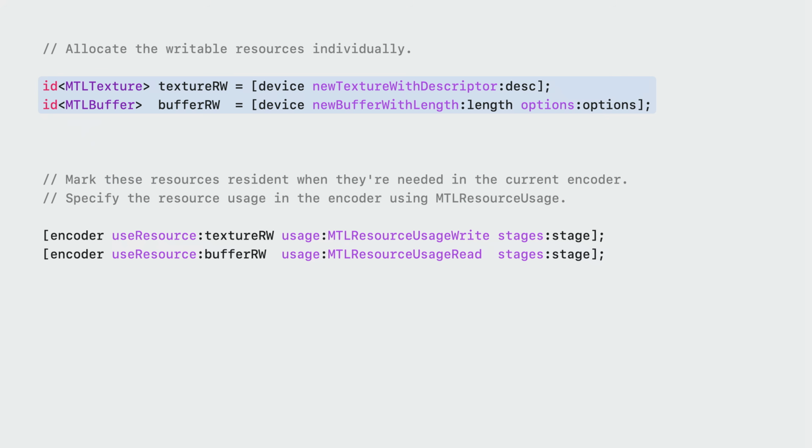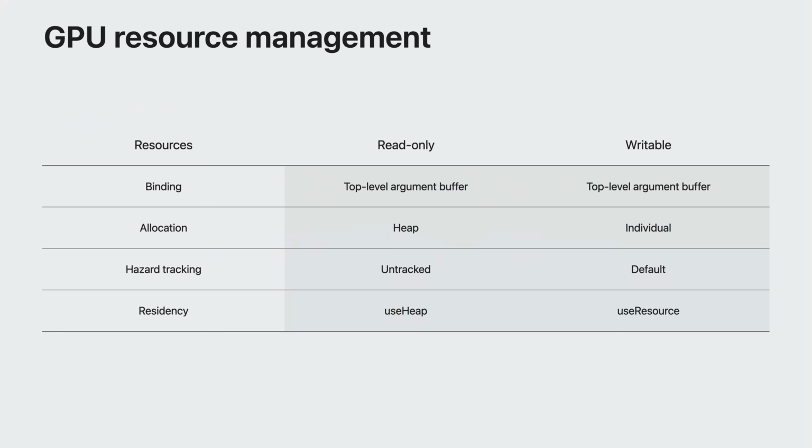Similar to before, you start by allocating the resources, this time not backed by a heap. Then, only for the encoders that are going to access these resources, call use resource with the right usage flags. In this example, the encoder is writing to the texture and reading from the buffer. Here is a table with this recommendation.